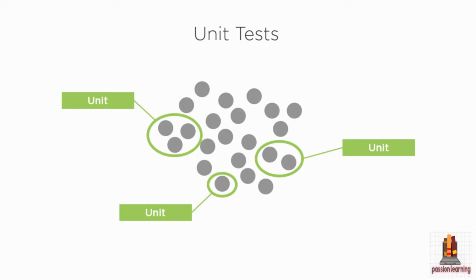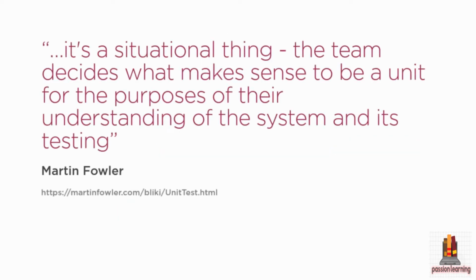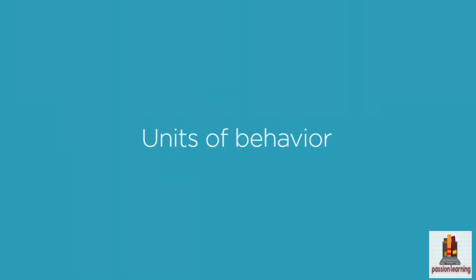So how do we decide what a unit is? Well, Martin Fowler has this really great quote. It's a situational thing. The team decides what makes sense to be a unit for the purposes of their understanding of the system and its testing. To describe it more succinctly, we can describe a unit test as testing a unit of behavior. The team defines what these units of behavior are, and we test each unit of behavior in isolation from the other units of behavior in the application.